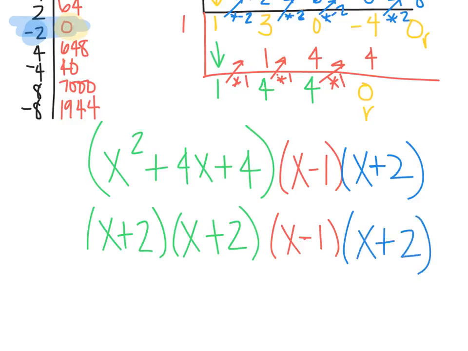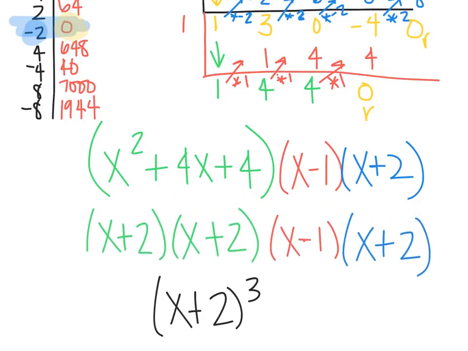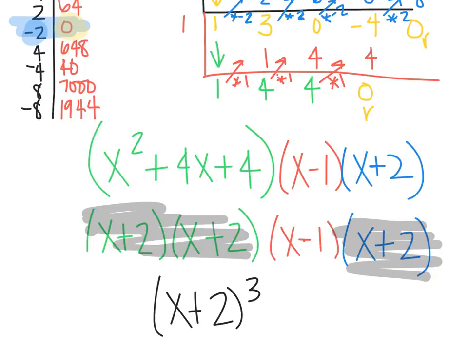Yes, I could rewrite it and just literally make it look better and write it as x plus 2 to the third. And the reason I can do that is because there's 3 of them. So because I had 3 x plus 2's, I can write this as x plus 2 to the third power. And then I still have my x minus 1.